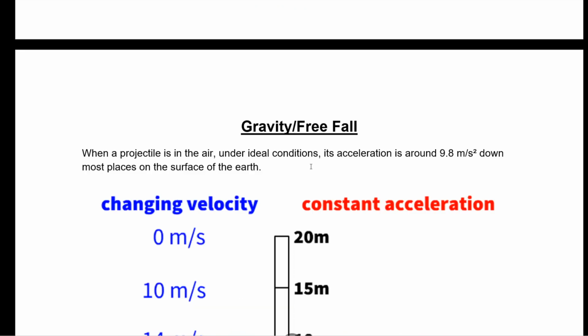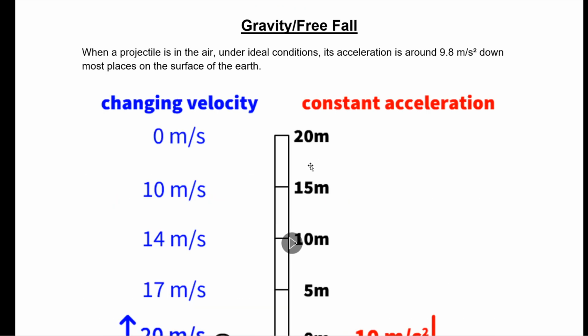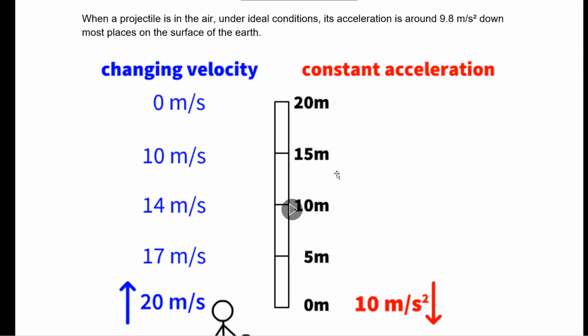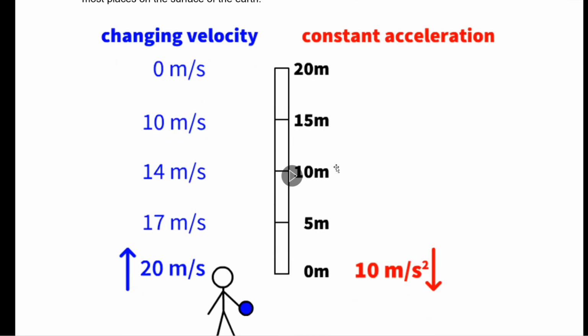All right, so let's talk about gravity for a second. When a projectile is in the air under ideal conditions, its acceleration is around 9.8 meters per second squared down on most places on the Earth. We're just going to use that number to represent, a good enough number. If we round that number to 10, it makes things a little more uniform in this picture. But again, we'll still use that 9.8.